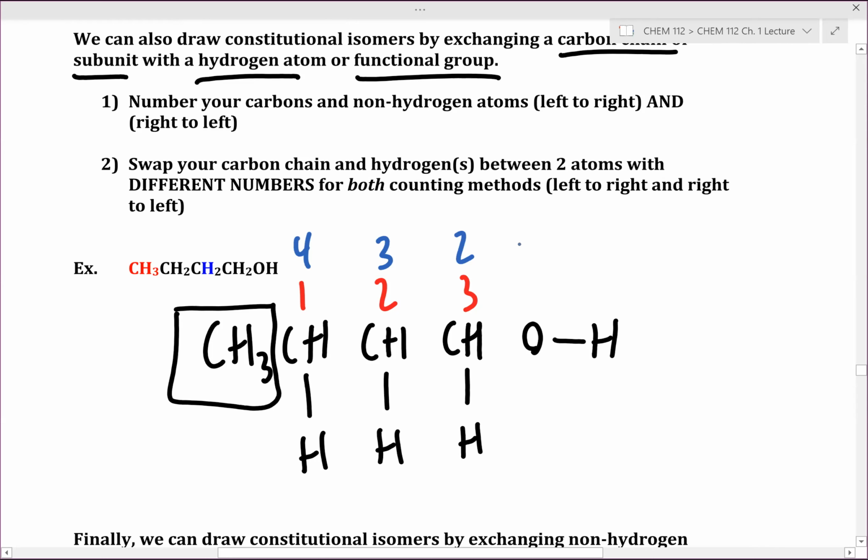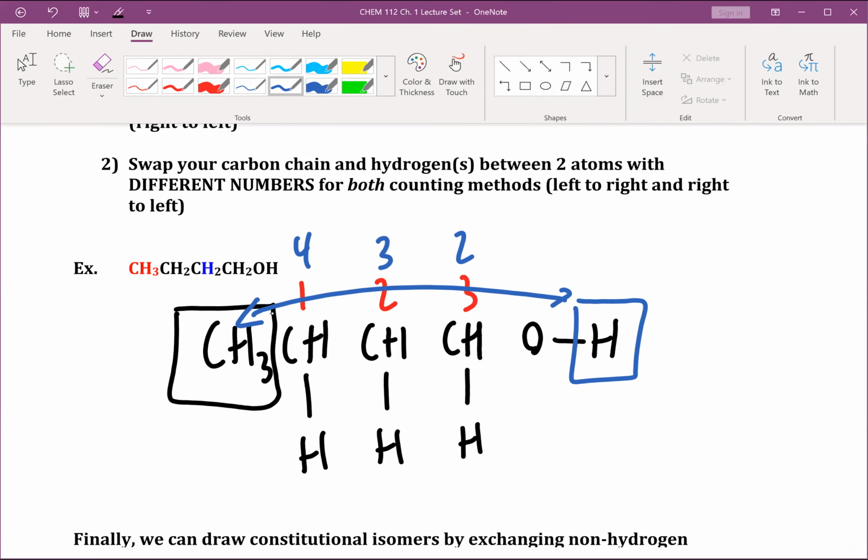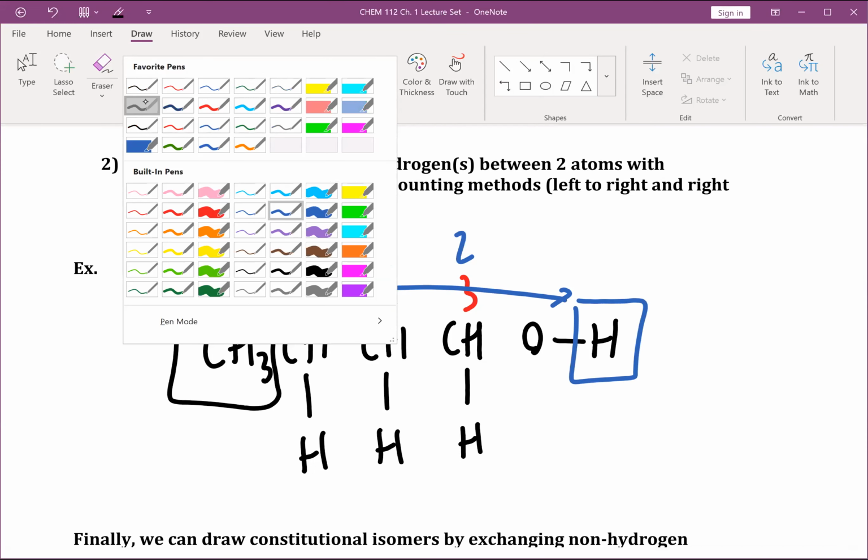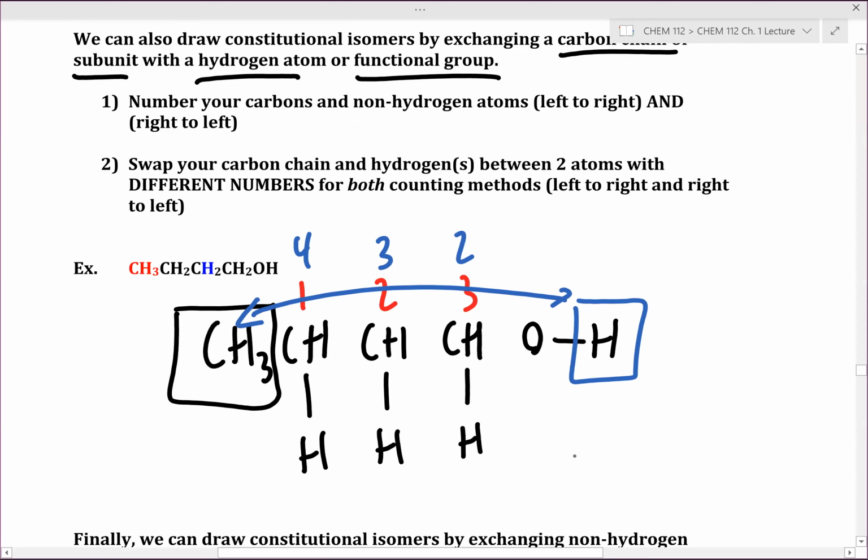What happens if I decide to swap this methyl group with this hydrogen? And let's draw the structure out. Do we get a constitutional isomer? Let's show this. So in this case, we'd have a CH3, CH2, CH2, so CH3, CH2, CH2, O, CH3.